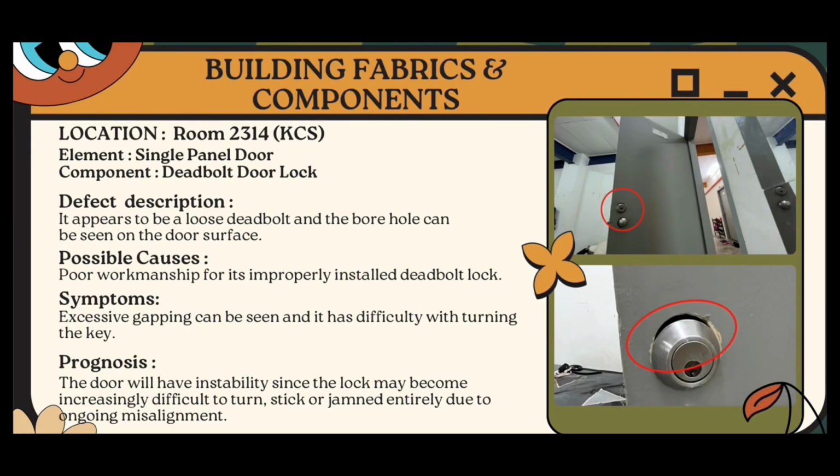The second building fabrics and components element is single panel door, which is in room 2314 KCS, and the component is deadbolt door lock. The defect description is, it appears to be a loose deadbolt and bore hole can be seen on the door surface. The possible causes are probably due to poor workmanship from an improperly installed deadbolt lock. The symptoms are excessive gapping can be seen and it has difficulty returning the key. And the prognosis is, the door will have instability since the lock may become increasingly difficult to turn, stick or jam entirely due to ongoing misalignment.